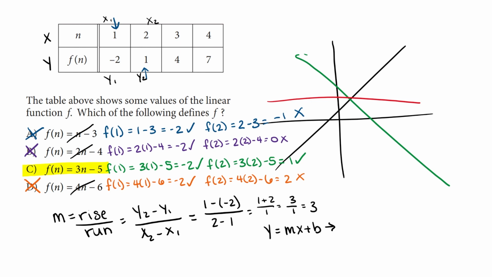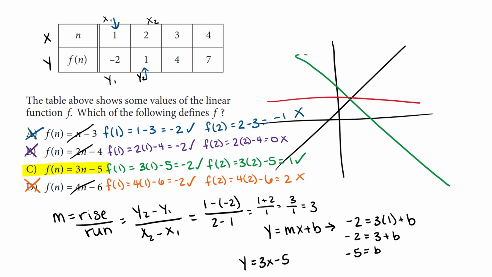So this becomes negative 2 equals 3 times 1 plus b. And we get negative 2 and 1 from one of our points, one of our x and y's. So negative 2 equals 3 plus b, which means b is equal to negative 5. And that means our function y equals 3x minus 5, and that's exactly what we see in letter choice C.